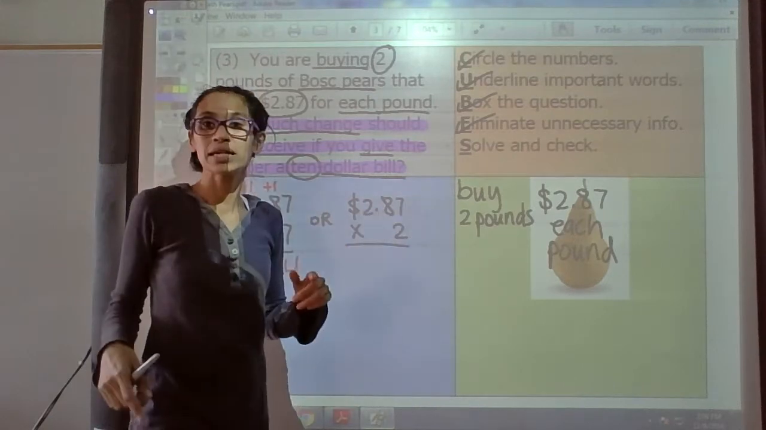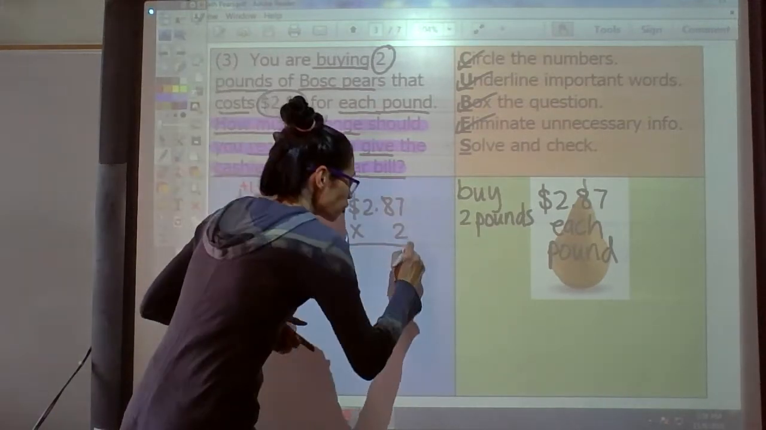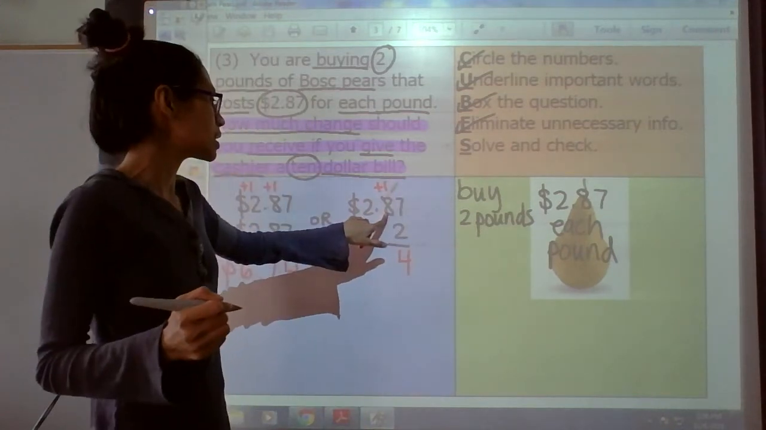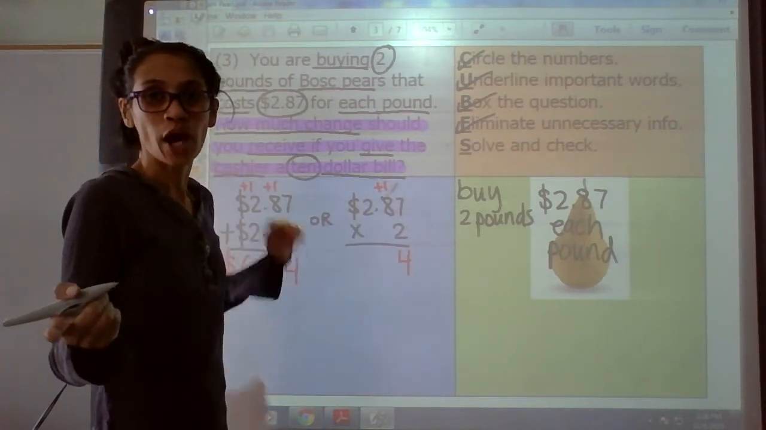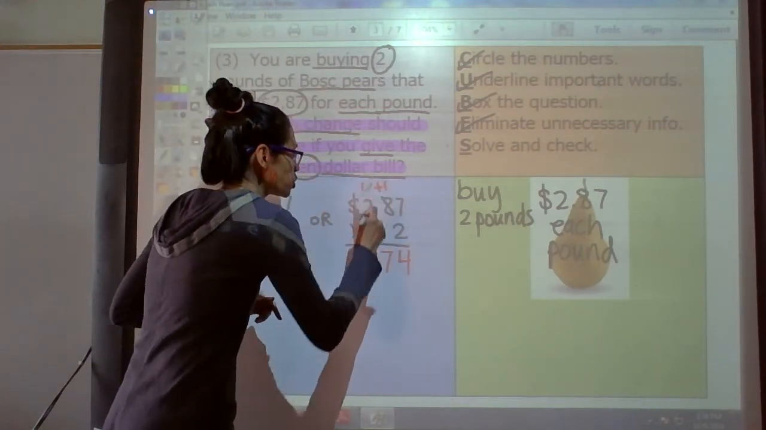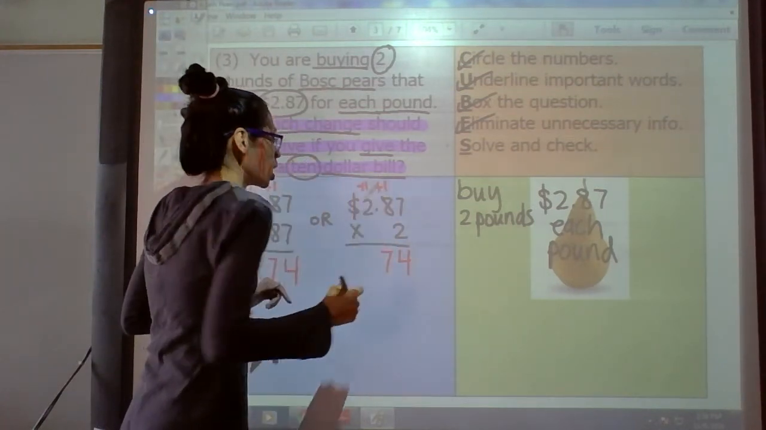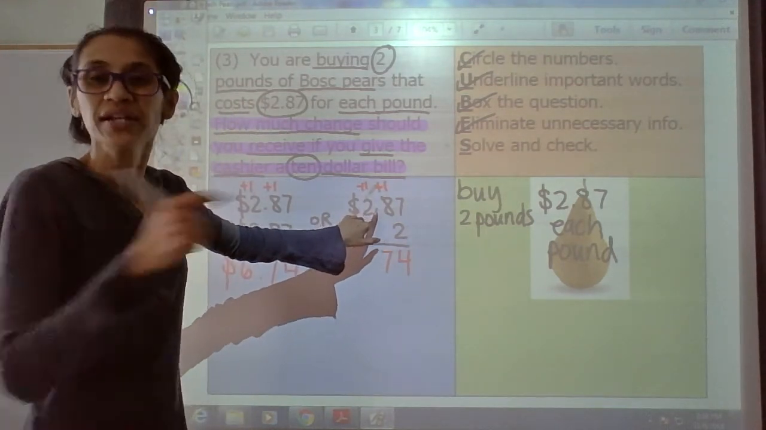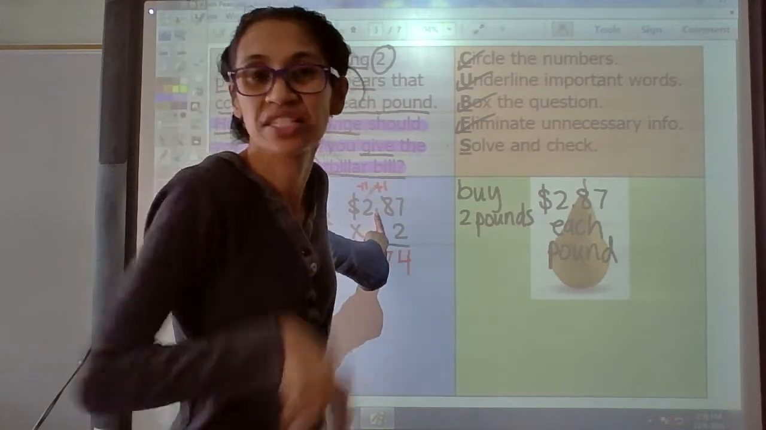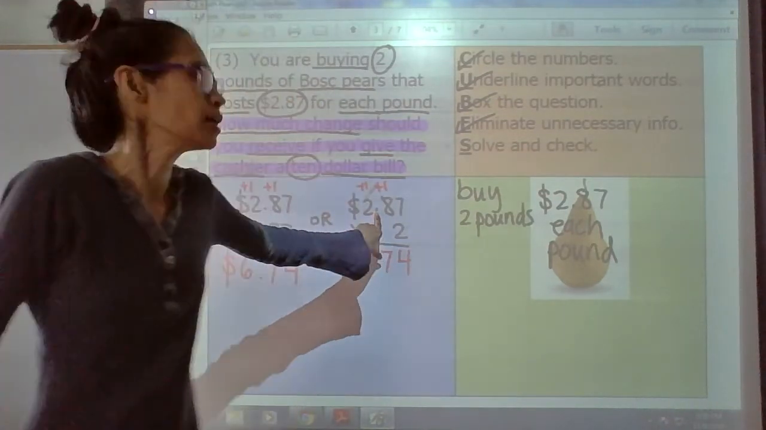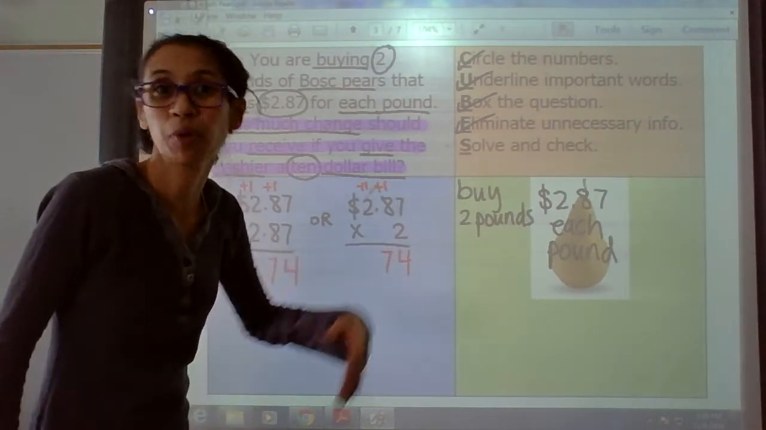2 times 7 is 14. Put the 4 right here, plus 1 up top. 2 times 8 is 16. One more is 17. Write the 7, plus 1 up top. And decimals, oh no, it doesn't come down yet. That decimal, when you multiply, it likes to just hang out. It's going to wait to come to the party. This 4 and the 7, they're already at the party.